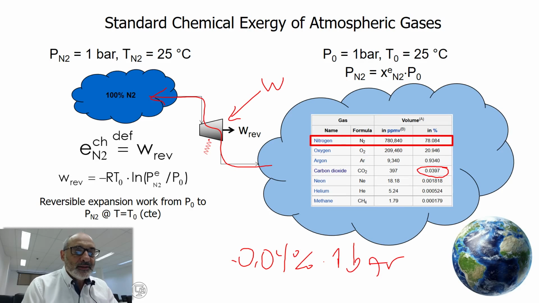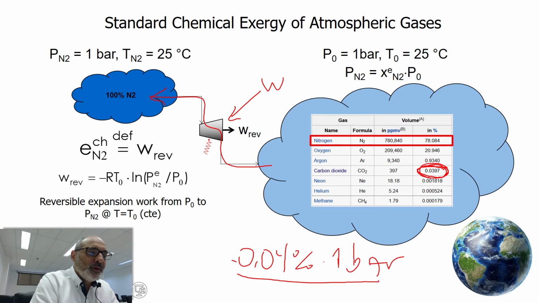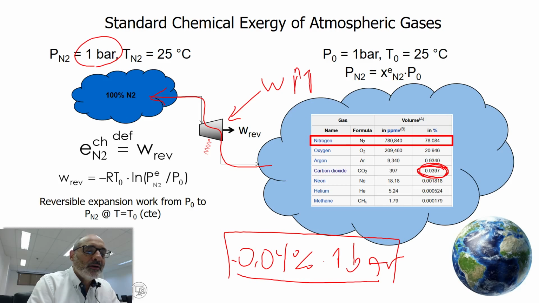Okay, and since when the concentration is very low, this initial pressure is very low. The final pressure is the same, 1 bar. Okay, initial pressure is very low, so I have to add more work here. I have to compress even more.